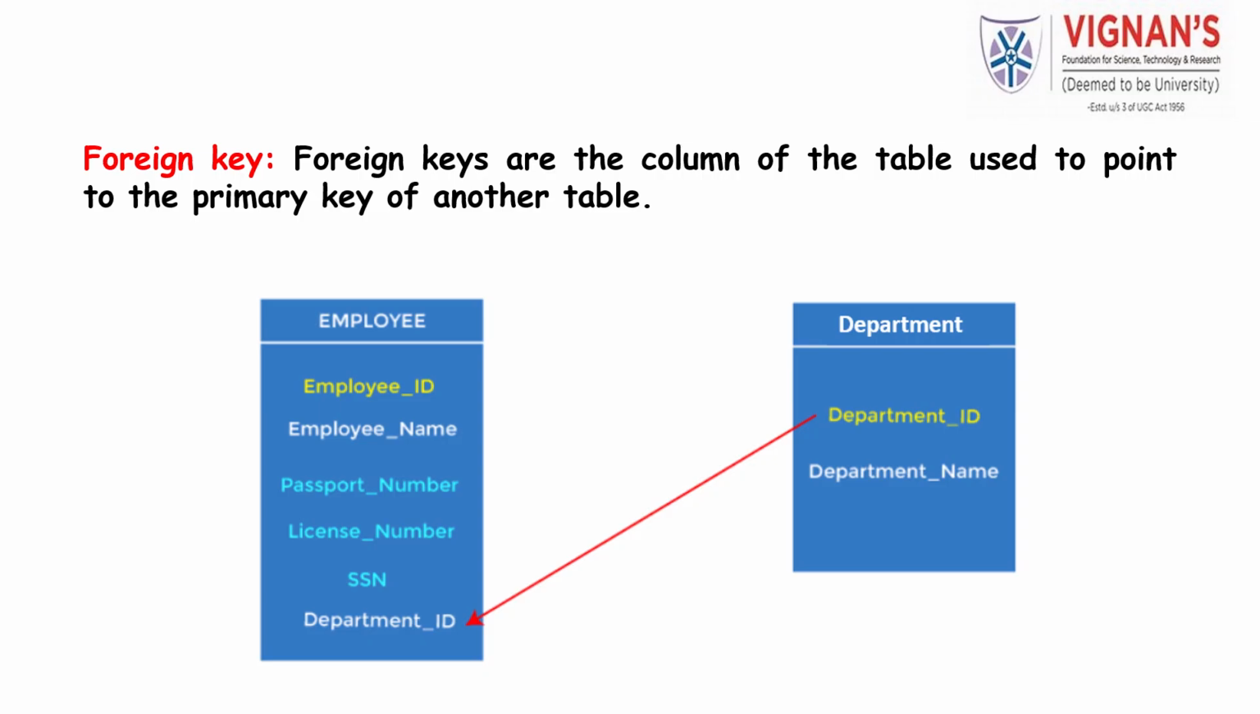Unlike a primary key, a foreign key can have duplicate values because multiple employees can belong to the same department. However, the value must exist in the referenced table. Foreign keys are very important in relational database systems like MySQL.